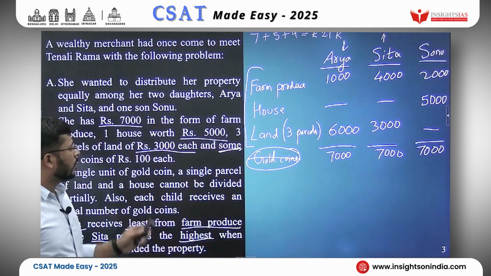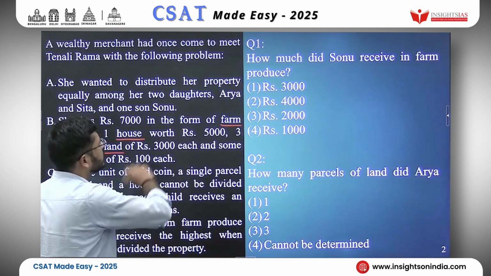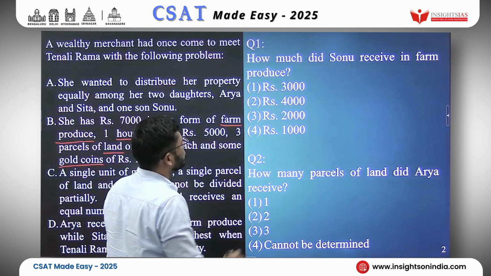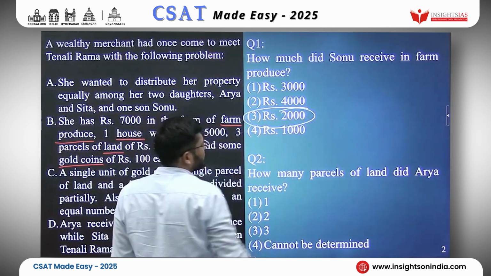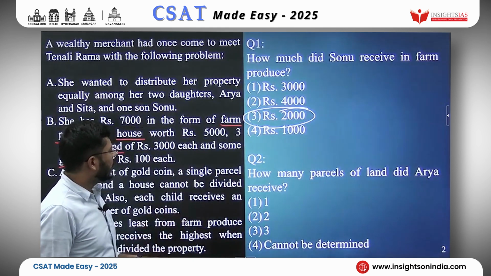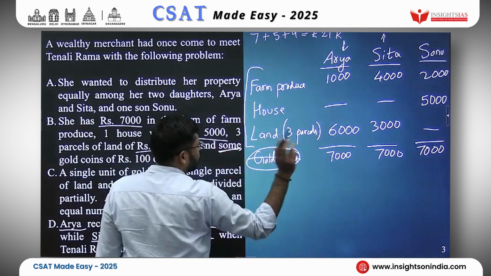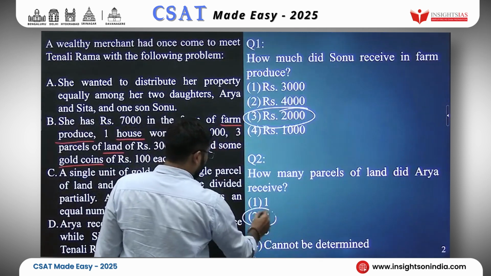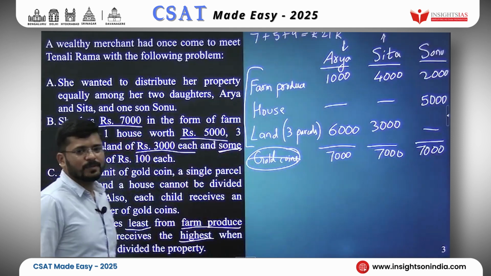Okay. Now we will answer the questions. How much did Sonu receive in farm produce? Sonu received how much in farm produce? 2000. Okay. Next, how many parcels of land did Arya receive? How many parcels of land did Arya receive? She received 2. So 2 into 3000, 6000. Yes.